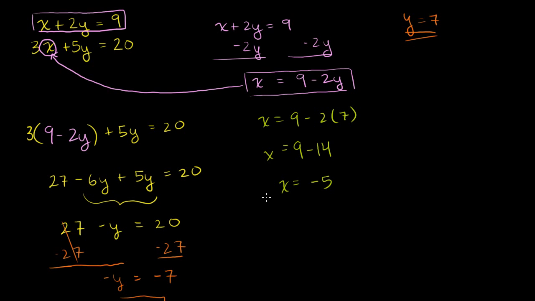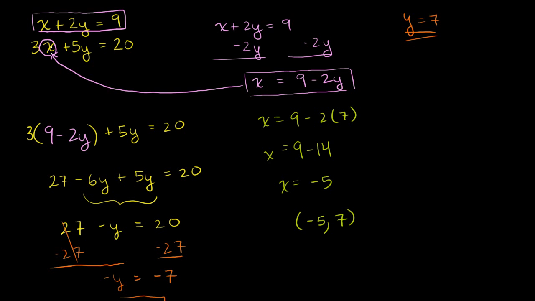So using substitution, we've found a pair of x and y values that satisfy these equations. The point x is equal to negative 5, y is equal to 7, satisfies both of these. And you can try it out. Negative 5 plus 2 times 7, that's negative 5 plus 14. That is indeed 9. You do this equation.